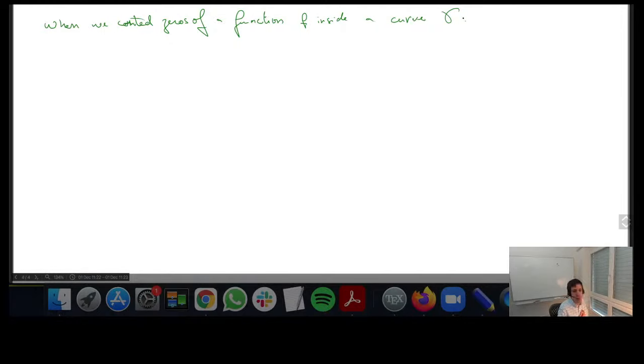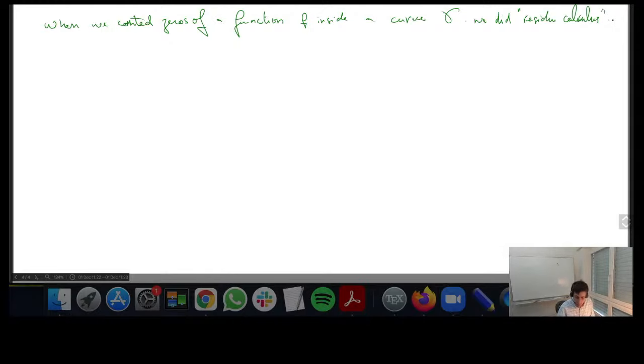So when we counted zeros of a function f inside a curve, this is exactly what we did as well, right? We sort of already used the residue calculus, in a way. Okay, let me try to convince you of this.